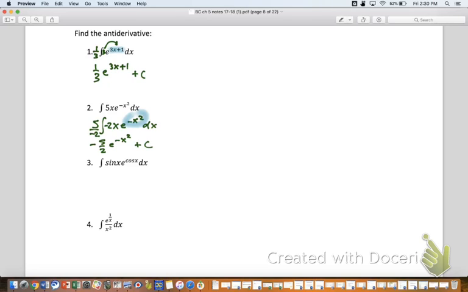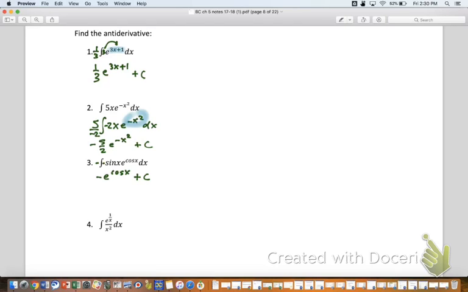Okay, number 3. I'll just go quick with this. What's the only adjustment needed? A negative sign, right? The derivative of cosine is negative sine. So you end up with negative e to the cosine x plus c.